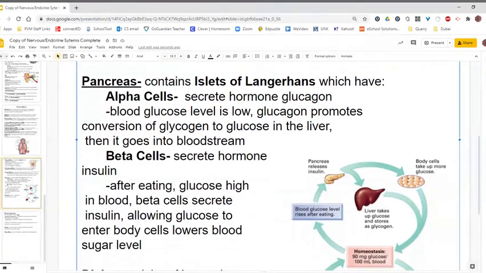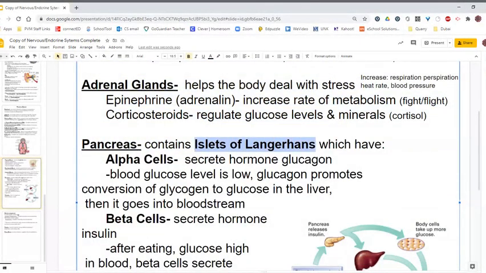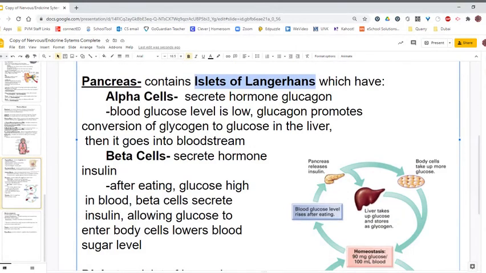The pancreas has two areas that are active in the production of hormones. They're contained in a region known as the Islets of Langerhans. There are two types of cells here, alpha cells and beta cells. Alpha cells secrete glucagon, which we learned about in the graphing. Glucagon promotes the conversion of glycogen into glucose from the liver. Right? That sugar is then available in the bloodstream and you don't die.